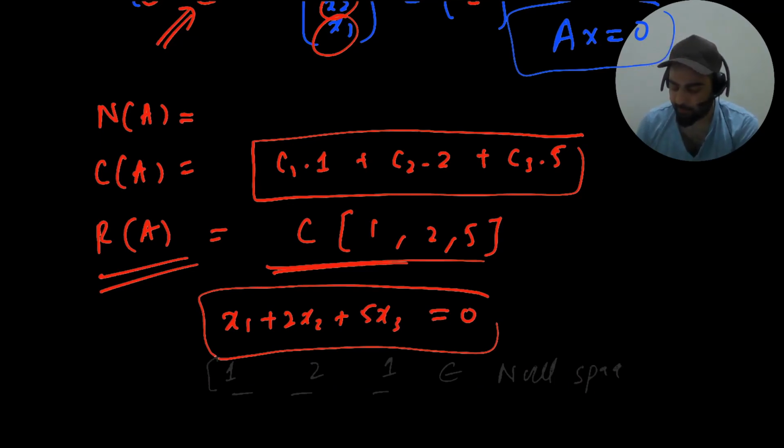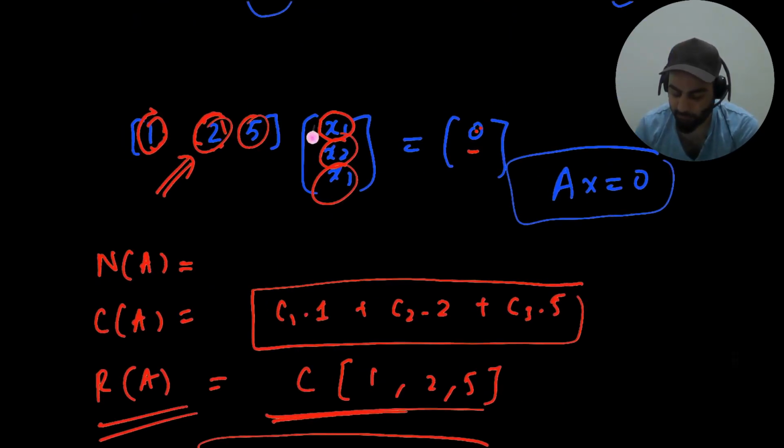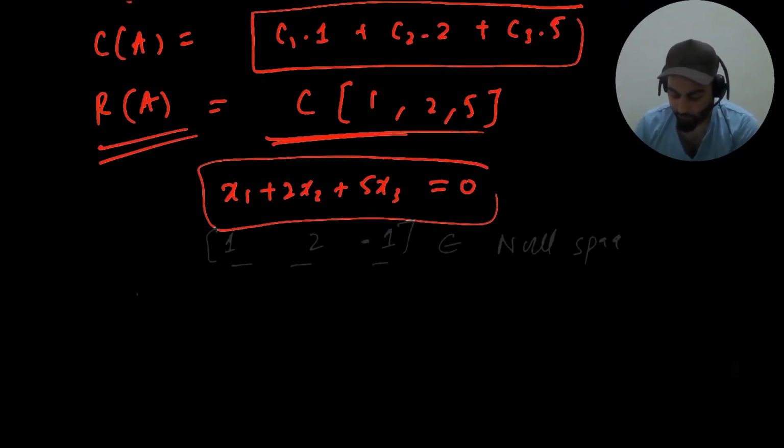Can I see that this vector 1 2 1 belongs to the null space? Why? Because if you multiply this, 1 times 1 is 1, plus 2 times 2 is 4, and the last entry should be minus 1, let's suppose, and then 5 times 1 is 5. So this is 0. Okay, so the vector 1 2 minus 1 belongs to the null space of A.